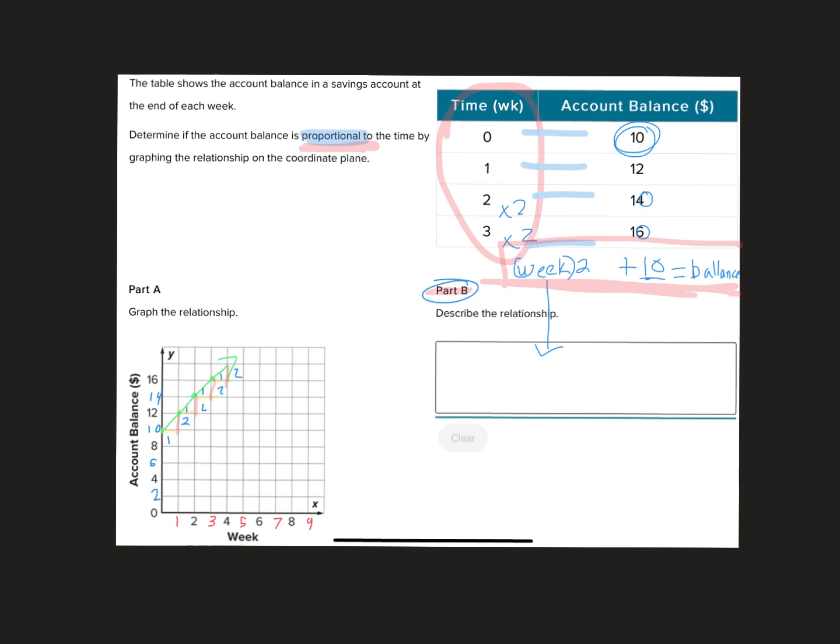Okay? It does not start off at 0, 0, so it's not proportional, but it does go up by the same amount every single time.